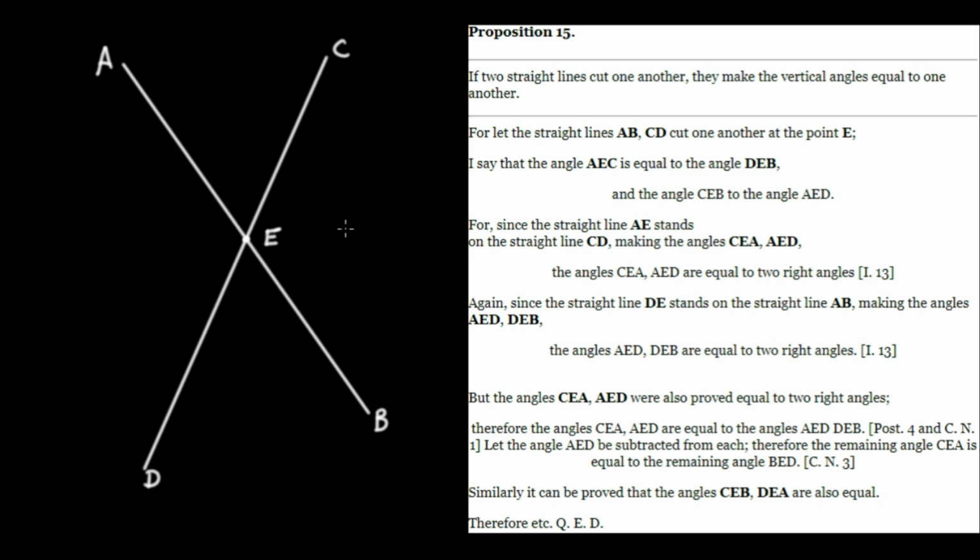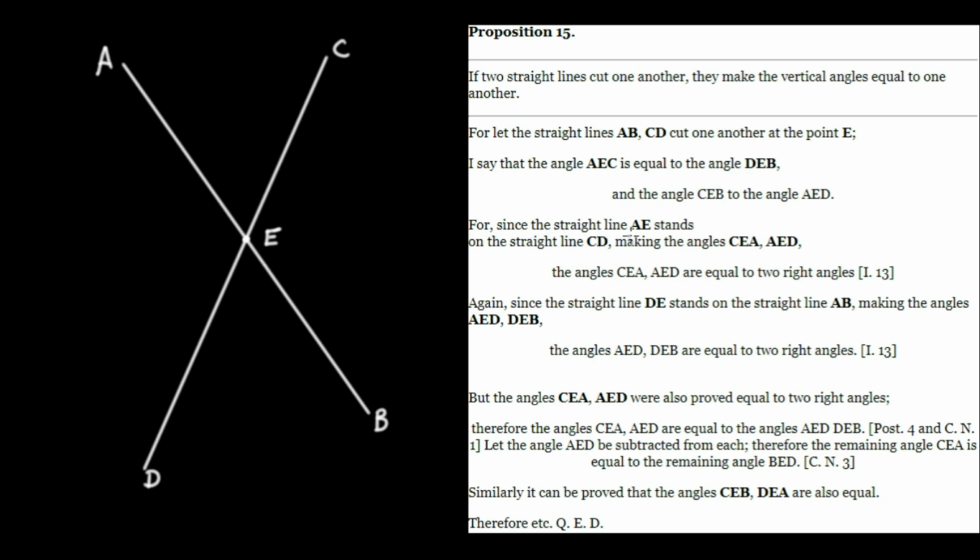Then the claim is that the angle AEC, which is this one right here, is equal to the angle DEB. So he's claiming that these two vertical angles are equal. And we'll proceed to prove that.